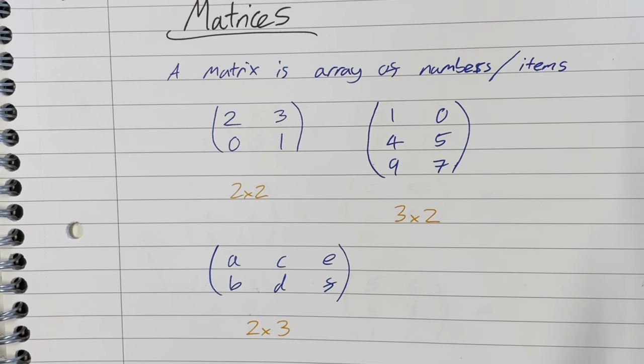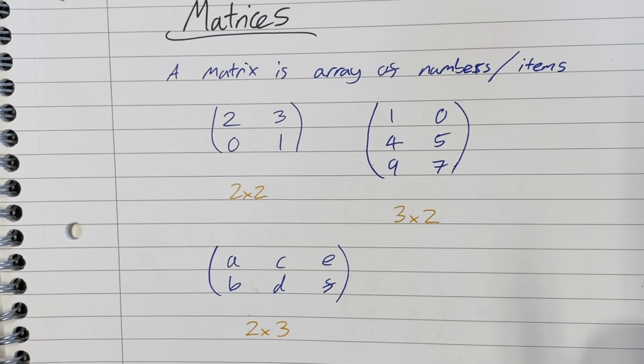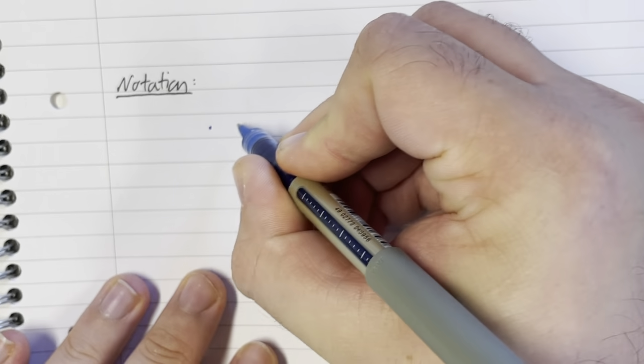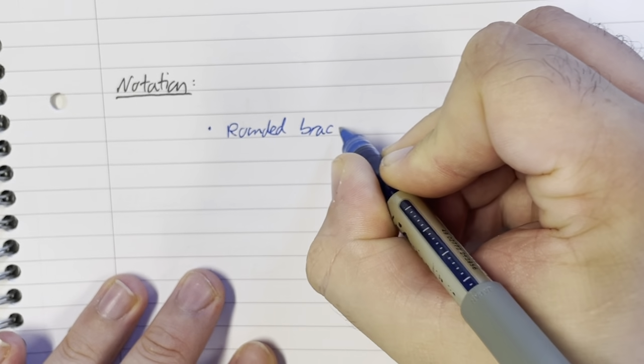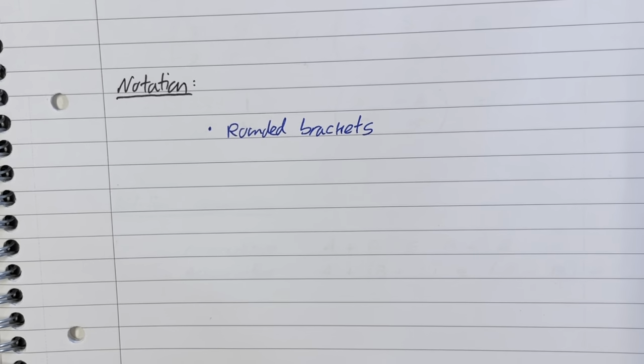And today we're going to be looking at how we add matrices together when possible, and how we multiply matrices together when possible. But first, before we move on to all that, let's have a look at a little bit of notation just surrounding matrices. So first of all, you will notice that I have put them all in rounded brackets, and that is common practice for matrices. Okay, you put them in rounded brackets.